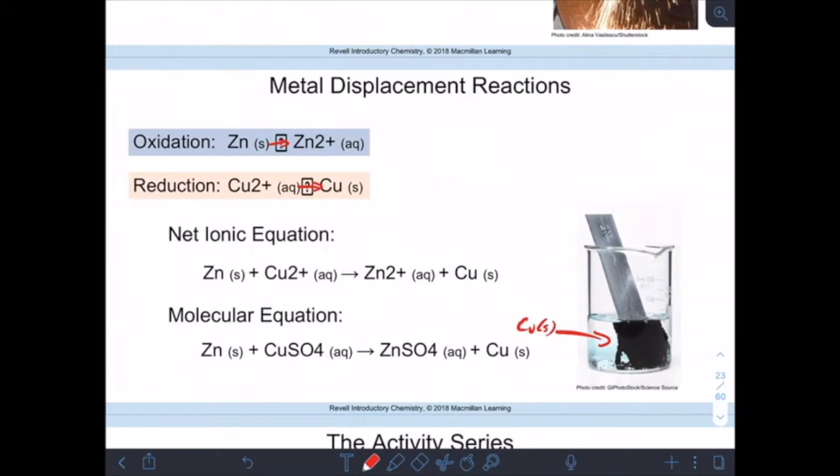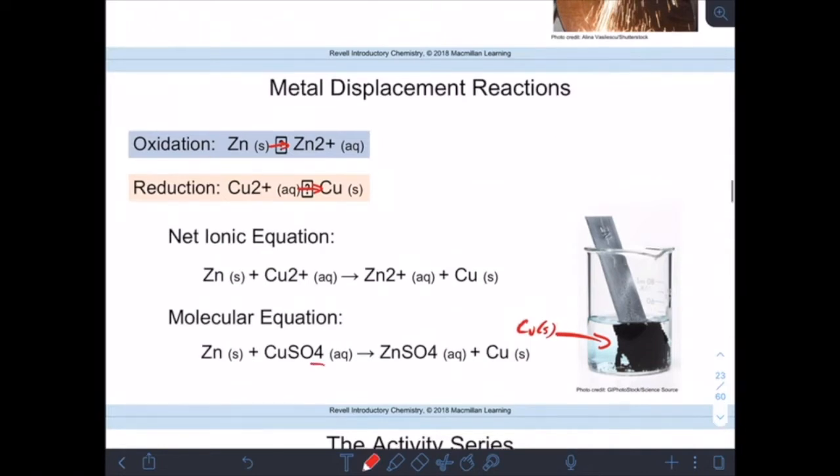And that solution is a bunch of ions. So I'll have copper ions and zinc ions. So when I put a piece of solid zinc in a solution of, for example, copper sulfate, I will have a spontaneous reaction where I get copper solid built up on the surface of the zinc.